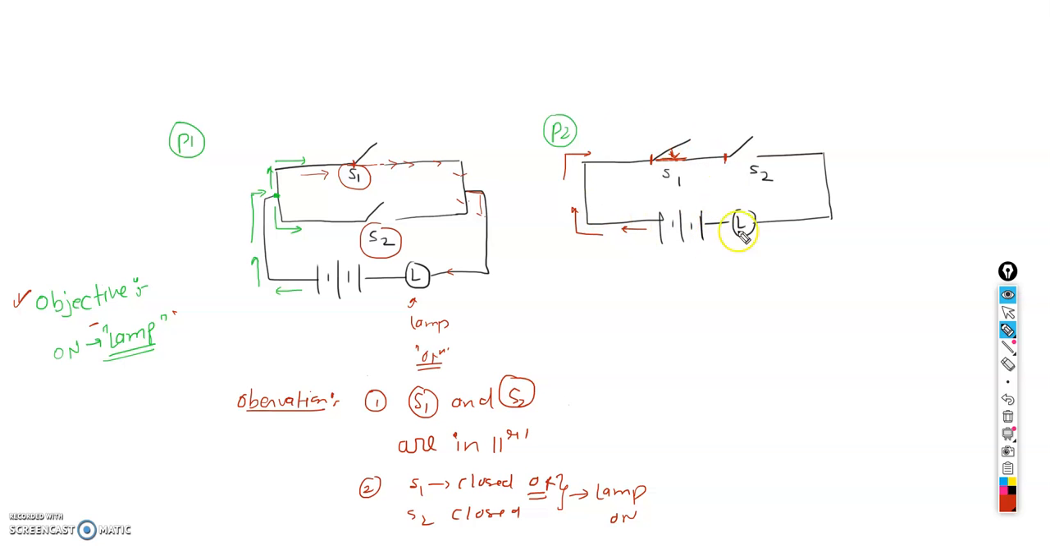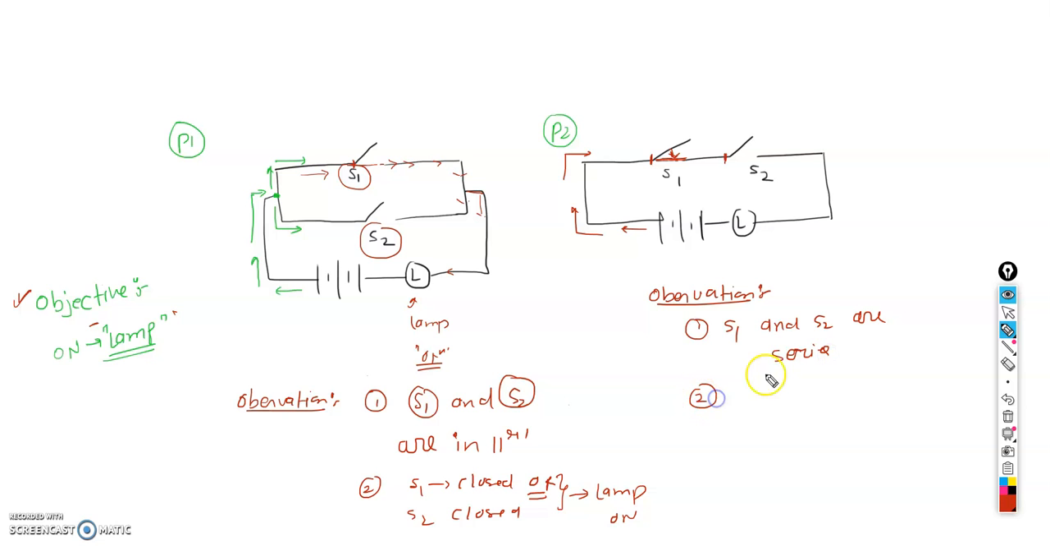So now in this diagram you can see that we have to close both switches. That is compulsory. So now let's write down our observation. The first observation is that these two switches, S1 and S2, are connected in series.